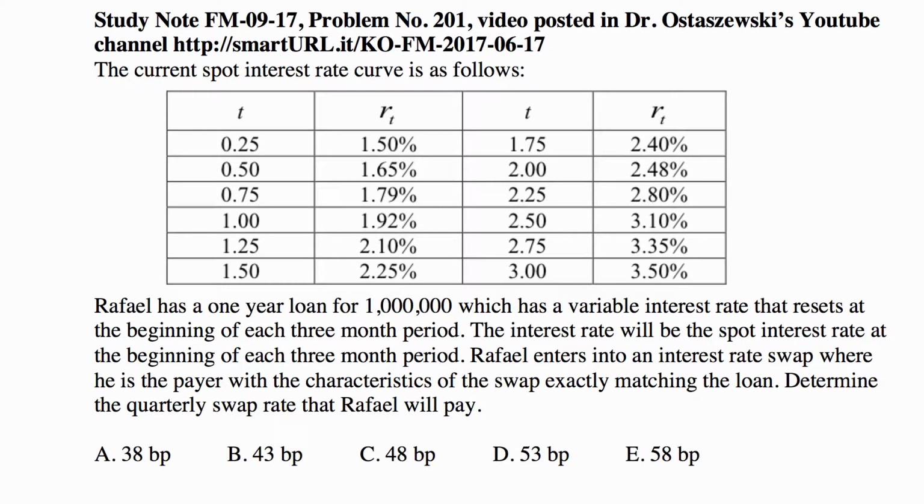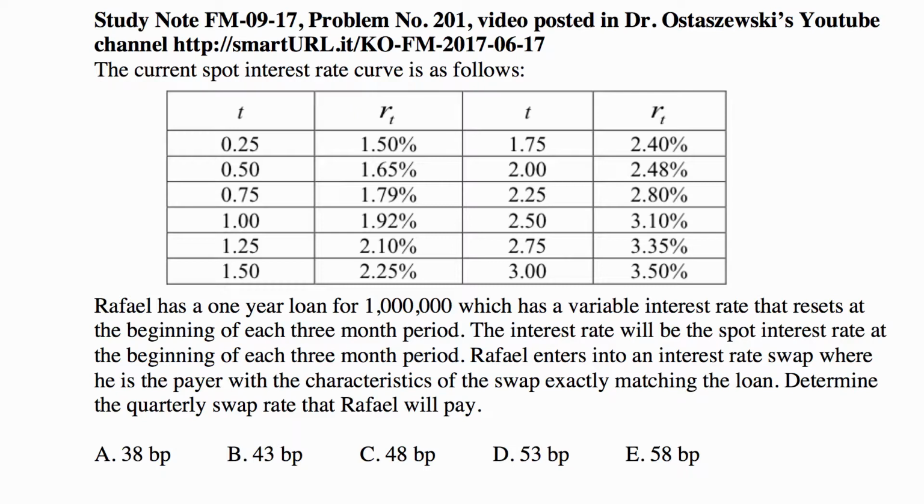This is problem number 201 in the study note for Exam FM. This is a problem about swaps. And you are given the current spot interest rate curve for various maturities. T is the time and RT is the spot rate for that time. And we go from a quarter of a year to half a year, 3/4 of a year, and so on up to 3 years.